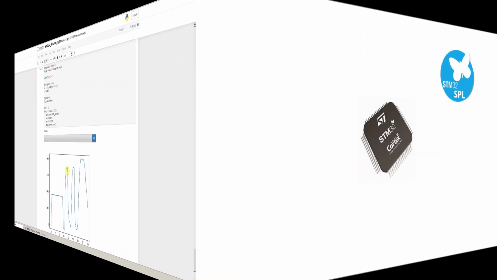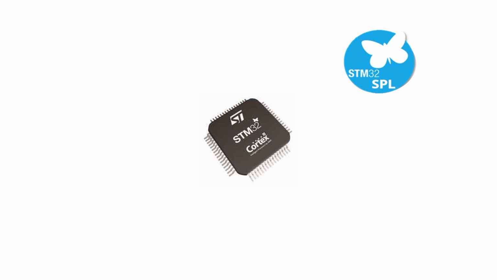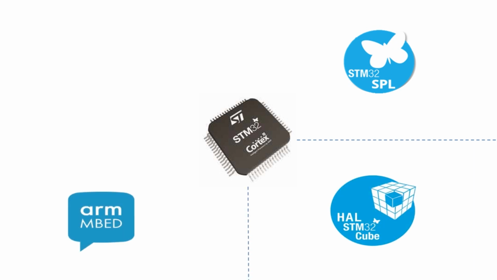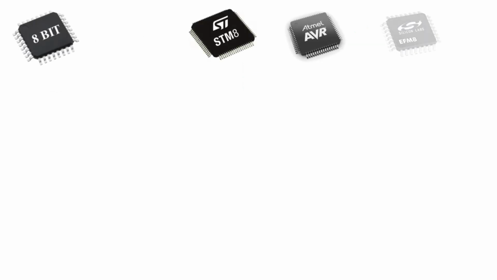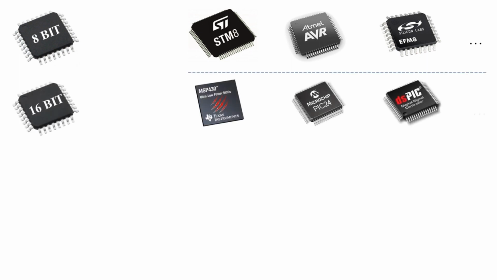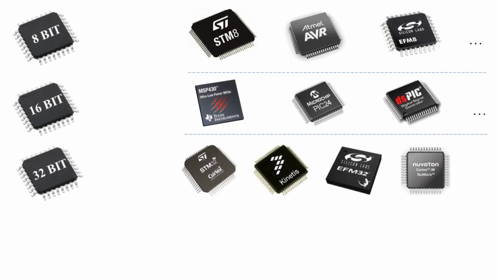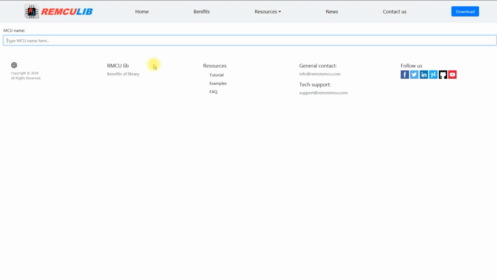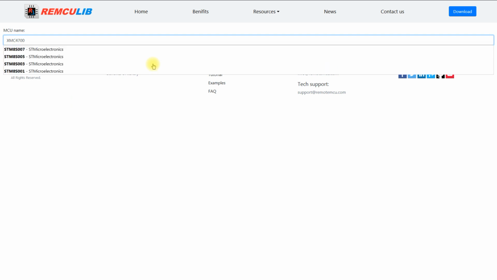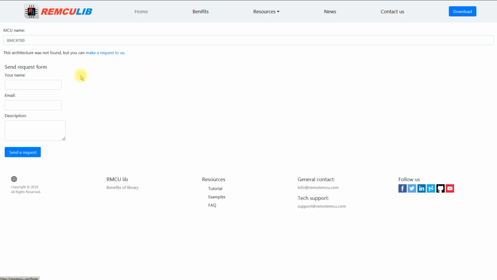Well, the REMCU Lib provides not only the API of the standard peripheral library for working with STM chips, it can also implement other interfaces like HAL, Embed, Arduino, and others. And furthermore, there are versions of REMCU Lib for other chips, including 8-bit, 16-bit, 32-bit microcontrollers, and 64-bit systems on a chip. In case you have not found a community version of REMCU for a certain library or chip, just leave a message on our website or write an email.